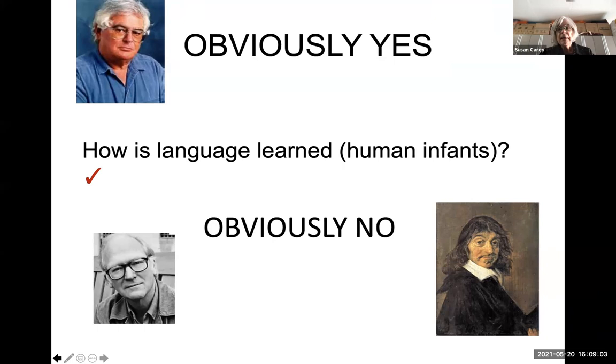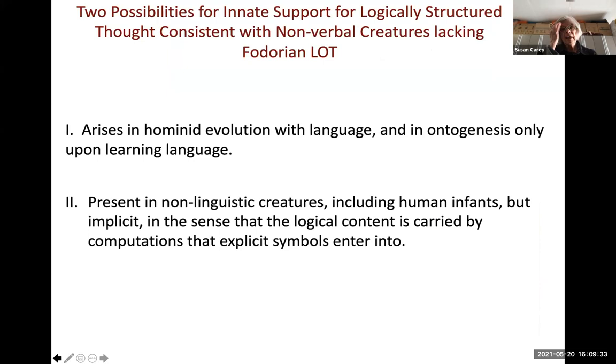And if there's a joint in nature between the perceptual systems, navigation systems, clearly structured representations, and the nature of that structure in language, how do we know for non-linguistic creatures whether they also have a Fodorian language of thought? Those are very hard, both theoretical and empirical issues. There are two ways of thinking about innate support for logically structured thought that's consistent with nonverbal creatures lacking a Fodorian language of thought. One is that this form of reasoning arises in hominid evolution with language, and in ontogenesis upon learning language. So yes, there's innate support, but it's part of the language acquisition mechanism.